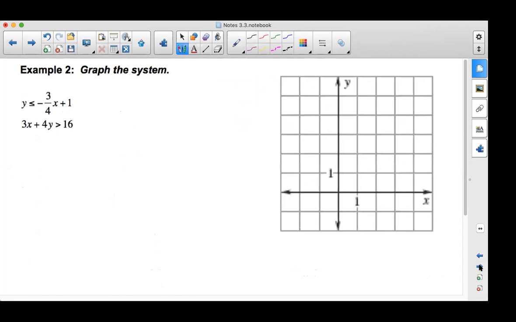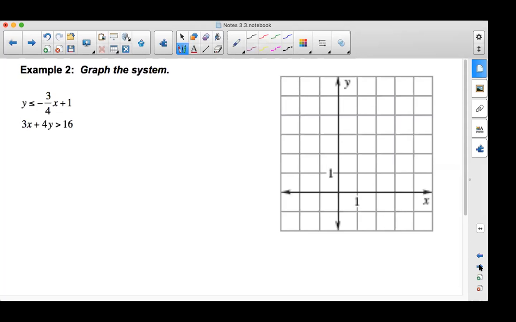All right, let's look at another one. So again, it says to graph the system. We have 2 inequalities. The first one, y is by itself. The second one, it's not. So obviously, you'd have to get it in y equals form, or y by itself, to be able to know what the slope and the y-intercept is.